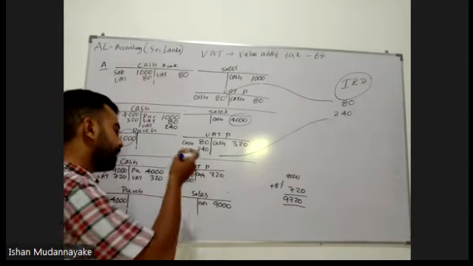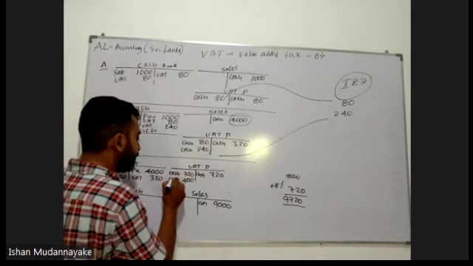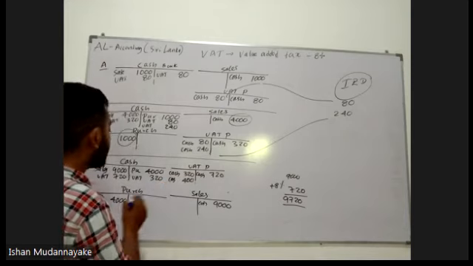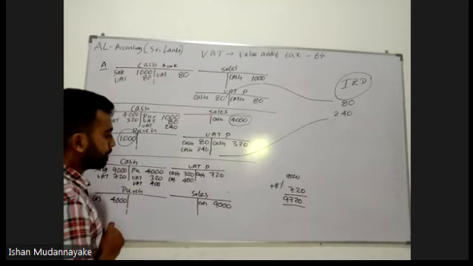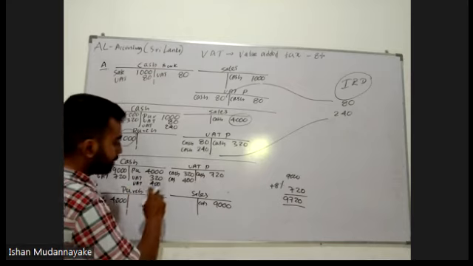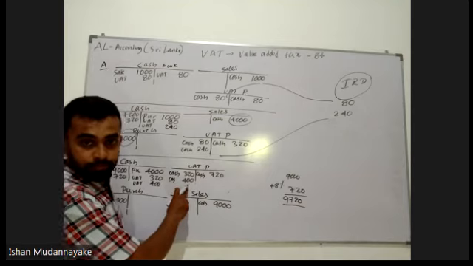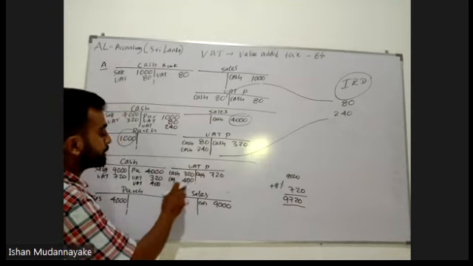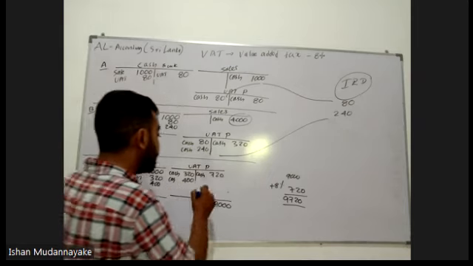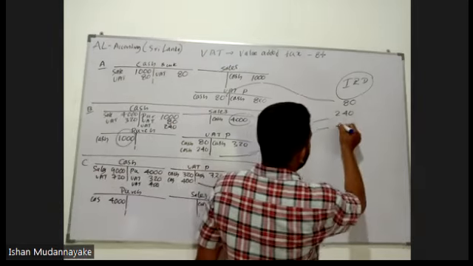So the payable account debit 400, cash book credit 400. Cash book credit, payable account debit. Okay, by passing this double entry, company C pays this 400 to the Department of Inland Revenue.